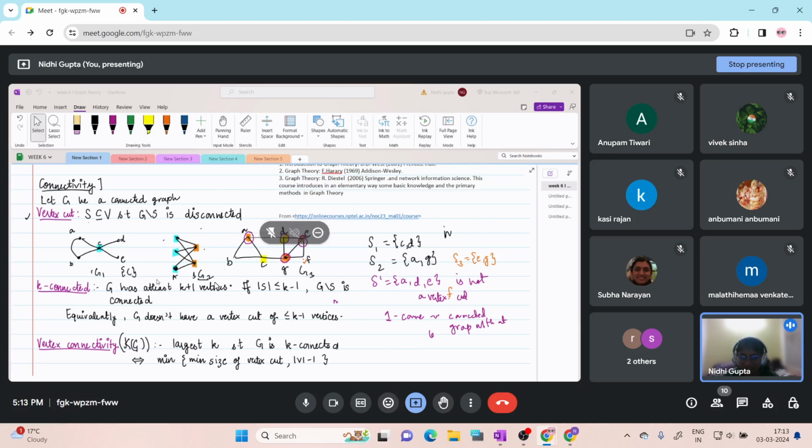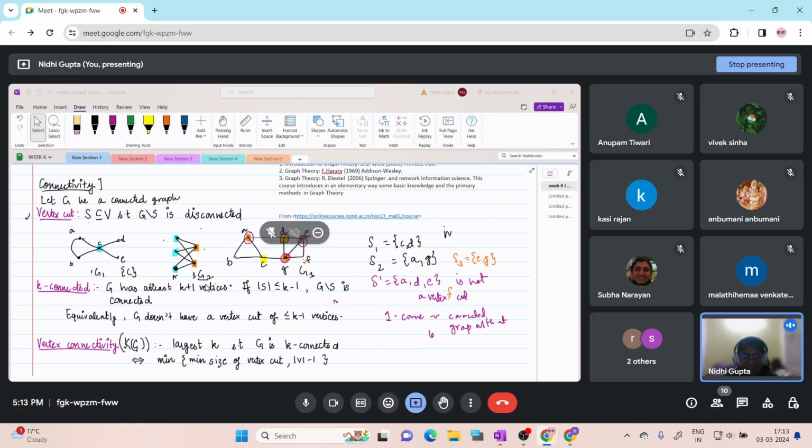What about G2? Is G2 2 connected? Yes. Why? Ma'am, if we remove one node from each side, it is still a connected graph. So if we are saying G2 is 2 connected, we mean that there is no cut vertex. That is, if we remove any one vertex, then the graph remains connected. In this graph G2, you can see that if you remove any one vertex, the graph remains connected. Therefore G2 is 2 connected.